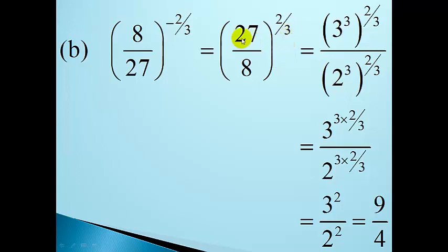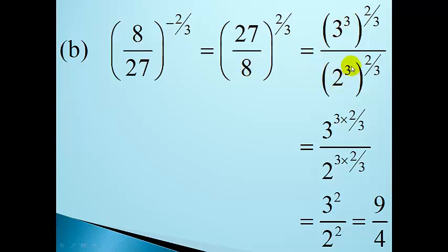Now 27 can also be expressed to an exponent 3. Why are we expressing 27 to an exponent 3? This is because the denominator of the exponent is 3, and so 27 is also expressed to an exponent 3, and 27 can be expressed as 3 raised to the power 3. 8 can also be expressed as 2 raised to the power 3.